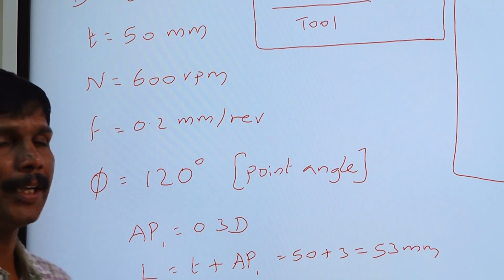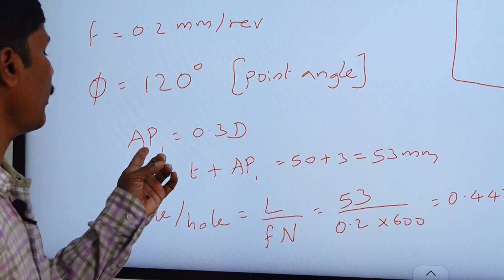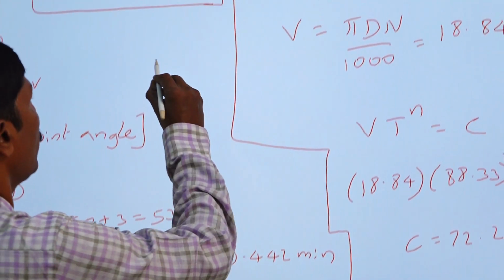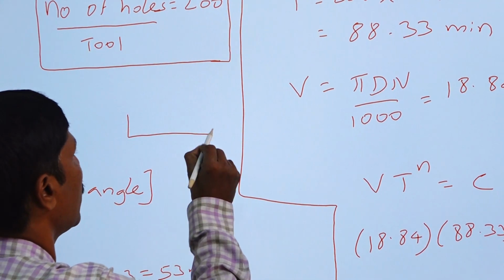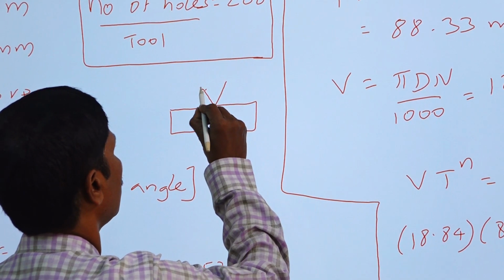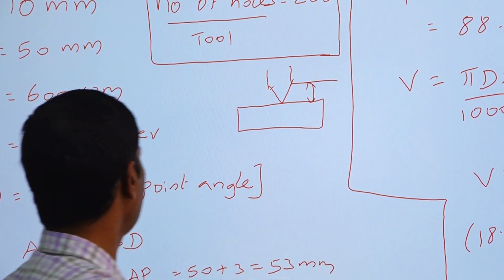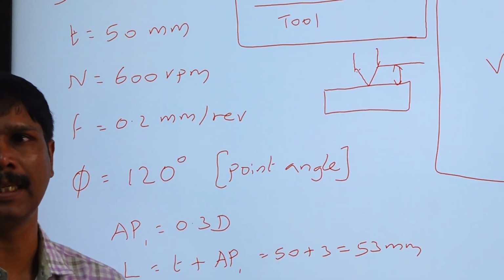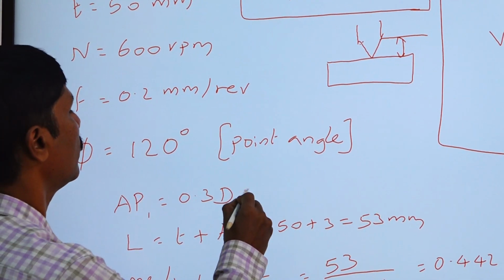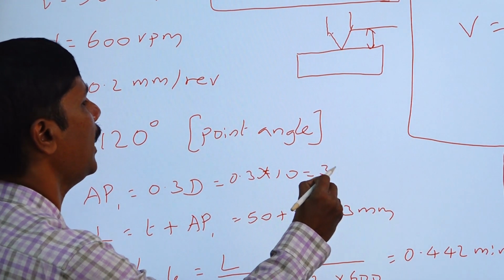We have the point angle of the drill bit, which is 120 degree. We should also find the approach. What do we mean by approach? When you have the workpiece here, the drill has to travel a certain distance before it enters. This is the approach. This approach is equal to 0.3 d, 0.3 times the diameter. We calculate 0.3 into 10, which is 3 mm.